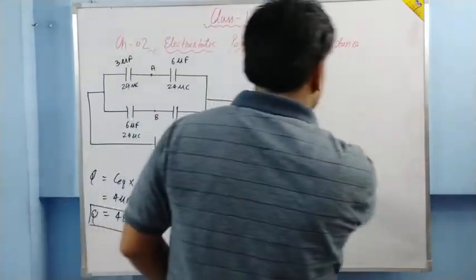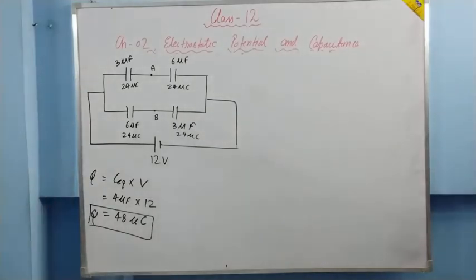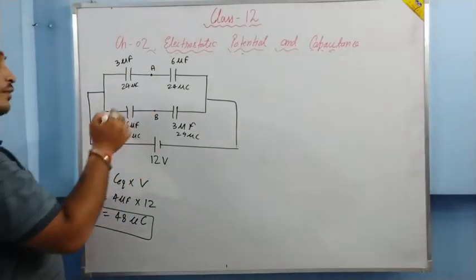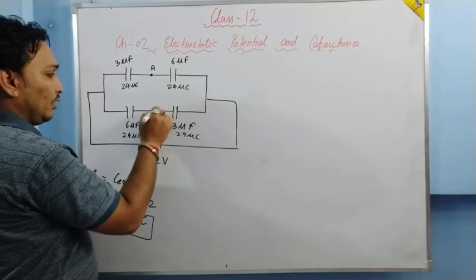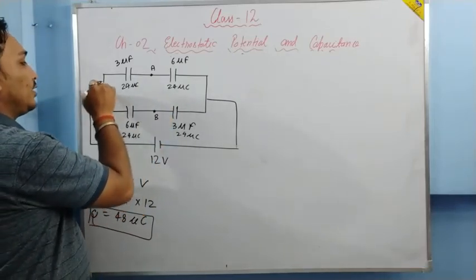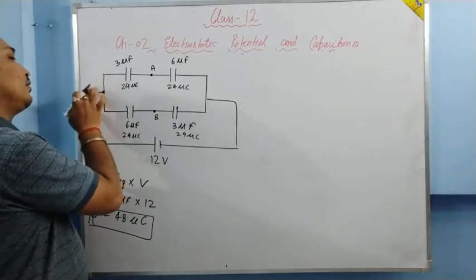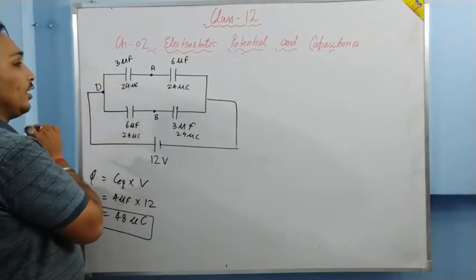Let us move to the second part of the question. What is the question saying? Find the potential difference between point A and B, which is a bit odd. Okay, what we'll do? We'll make a point over here. Let this point be C. C is for capacitance, so let it be D. Okay, let it be D.